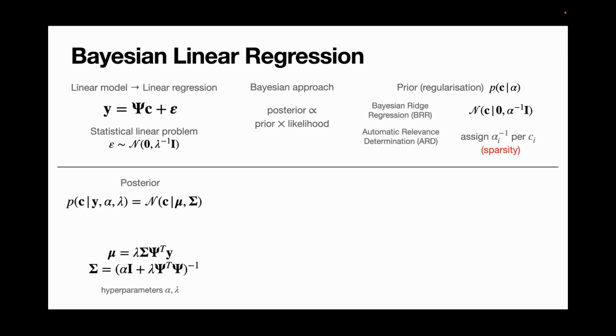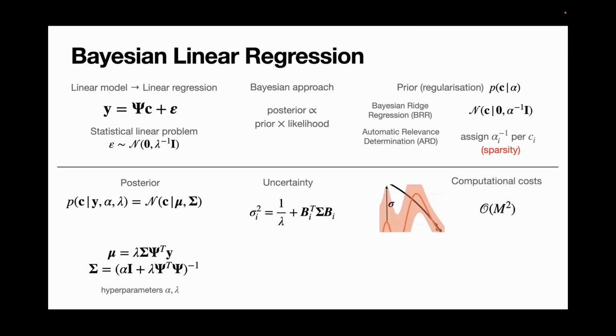Next, we can set up a posterior. If we try to fit our function, the idea is to fit for C, but by performing Bayesian linear regression, we don't just get one C, we get a whole distribution of C vectors. So we can sample many different models fitting our data with equal accuracy. Another key thing about Bayesian linear regression is that it gives rise to uncertainty.